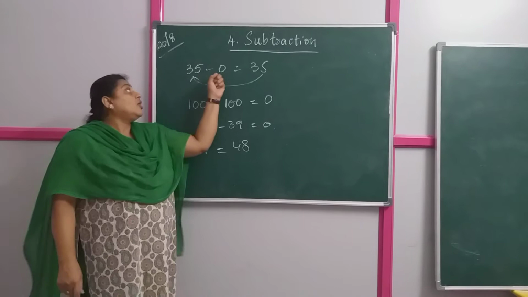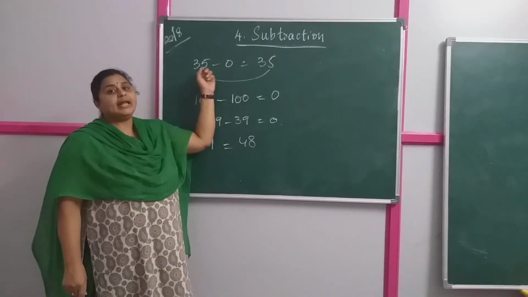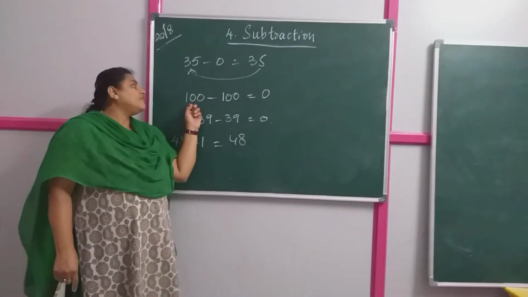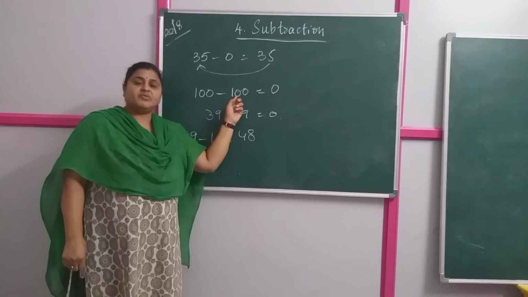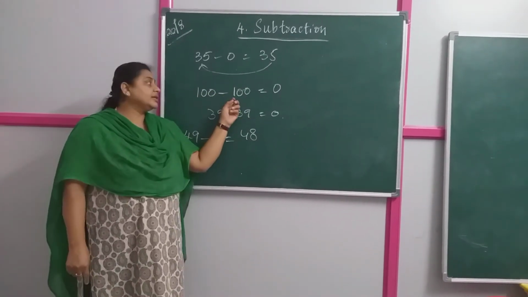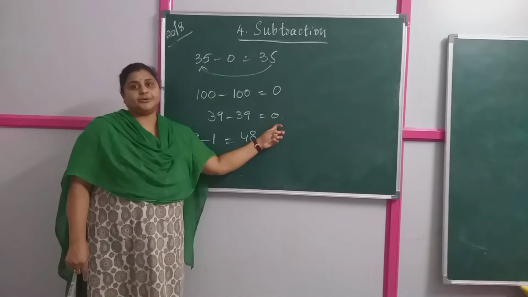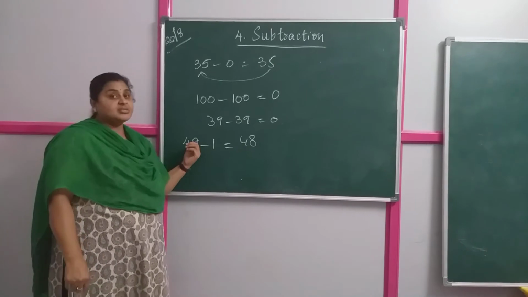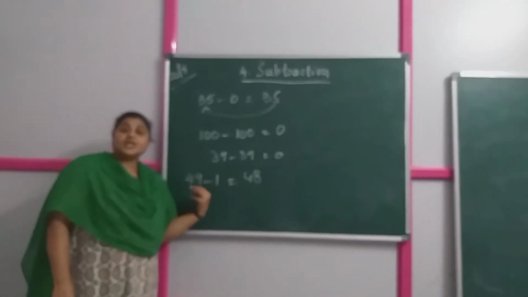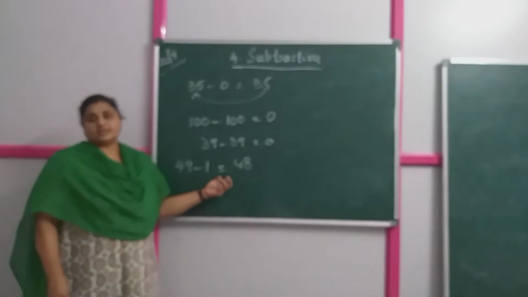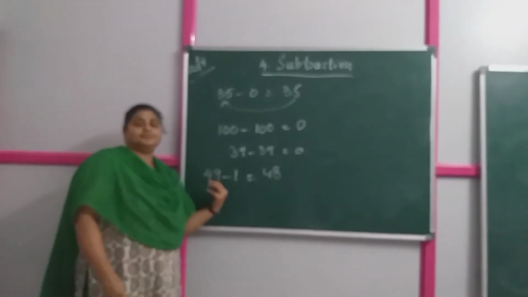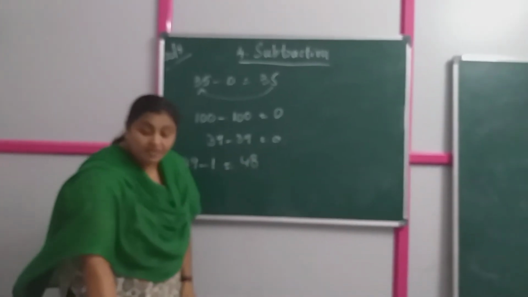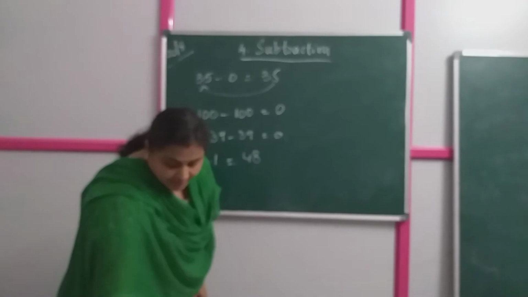On subtracting 0 from any number, you get back the same number. When you are subtracting same numbers, the result is always 0. Next, when you are subtracting 1 from any number, you get back the predecessor, that is the before number of the given number. You will always get the before number. These are the properties of subtraction. Okay children, next we will continue further.